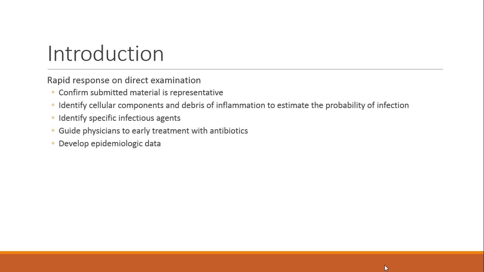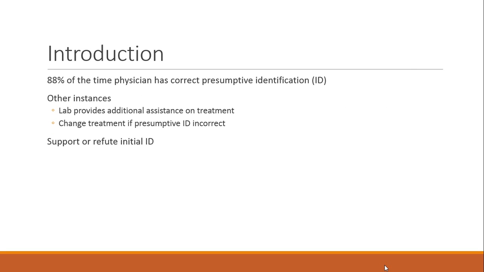All right. 88% of the time, the physician has the correct presumptive identification based on our gram stain results. They have a presumptive idea of what the causative agent is, and 88% of the time they're correct, so they can initiate the correct kind of treatment. But the other 12% of the time, their presumptive identification is incorrect. That's where the culture comes into play, and we can give them the correct identification, and they can change the treatment if that presumptive ID is incorrect.